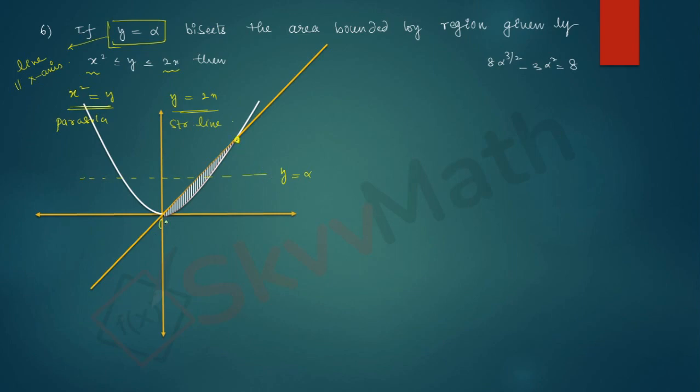This point we know, the point of intersection is the origin. Now we will find this point of intersection. To find the point of intersection, we have to solve these two equations: x square is equal to y, and the other equation, y is equal to 2x. So equate them: 2x is equal to x square. One solution is x equals 0, which we already know. Cancelling x on both sides, you get x is equal to 2. So the x value is 2. If you substitute x value 2 in any one of these equations, you get 4.